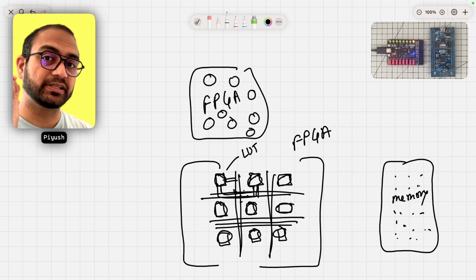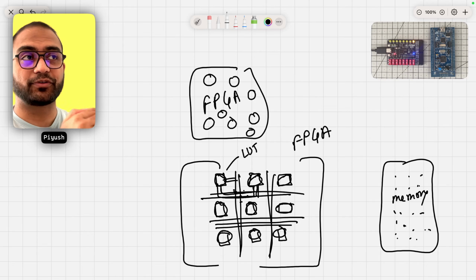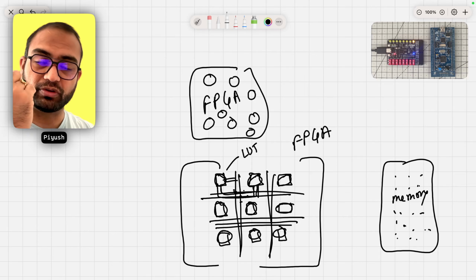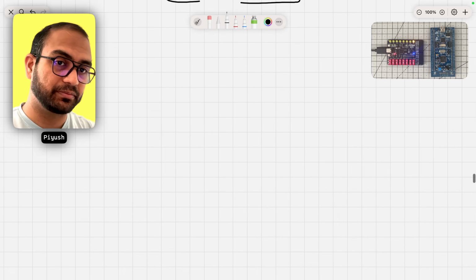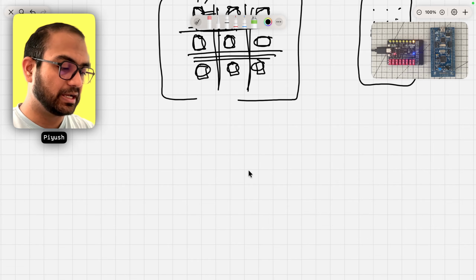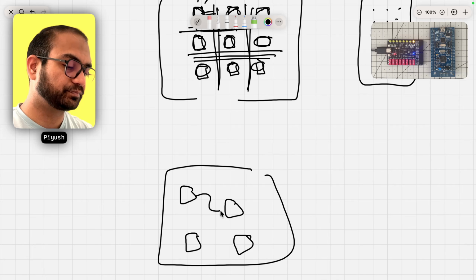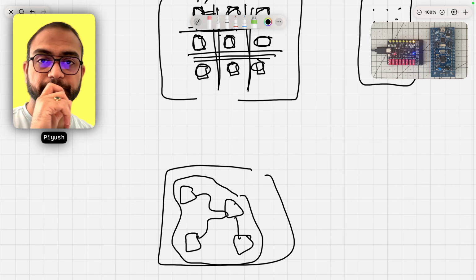And now the interesting thing is a CPU reads instructions from the memory continuously. An FPGA will read the configuration only once. And now you can imagine, as the FPGA boots up, it reads the configuration. These different blocks are connected to one another in a certain way. And now this entire thing becomes one circuit.